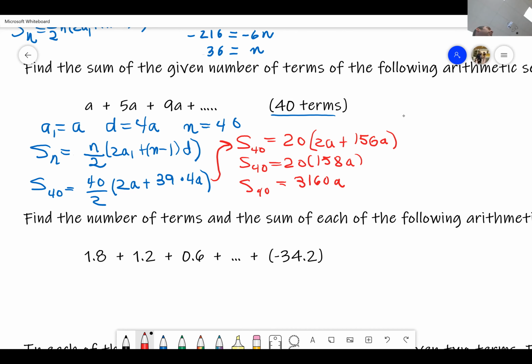Yeah, that's it. There's nothing more you can do. Pick any number for A, and you write this out. If you pick 2 for A, it'd be 2, 10, 18. The sum for 40 terms would be 3,160 times 2.